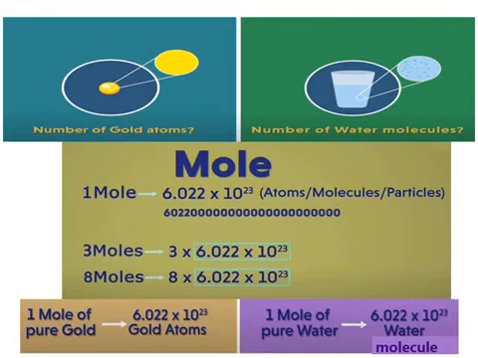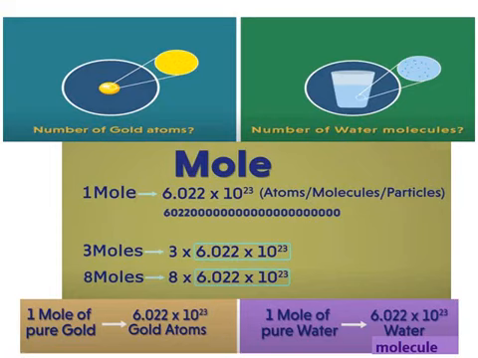So, as a common man, we say no. We cannot measure the gold atoms as well as the water molecules. But chemistry has an answer for this. So for this to be answered, the concept of mole comes to our help as well. So what is a mole? A mole is nothing but which contains 6.022 into 10 to the power 23 of atoms or molecules or particles in it.